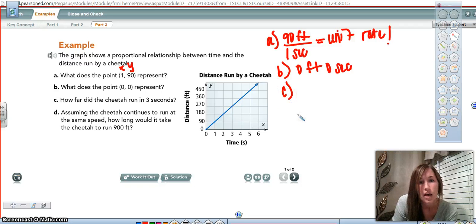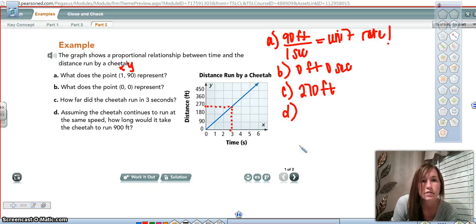Part C. How far did a cheetah run in 3 seconds? Well, let's find 3 seconds. Up to our line. Over. Looks like 270 feet.